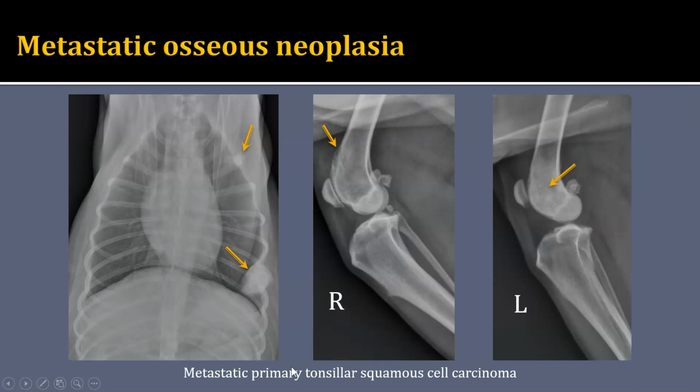Here's an example of a patient that has polyostotic lesions that are metastatic from a primary tonsillar squamous cell carcinoma. Initially on thoracic radiographs, there are 2 lesions of the left ribs that are identified. These are more proliferative, but there's also lysis of the rib where the proliferation is. And then this patient also had painful stifles, and when they took radiographs of the stifles, what was evident is not actually stifle disease, but areas of lysis, kind of subtle here, and some sclerosis in the distal femur on the right, and then more moth-eaten lysis and sclerosis in the distal femur on the left. Both of these were sampled and came back metastatic squamous cell carcinoma.